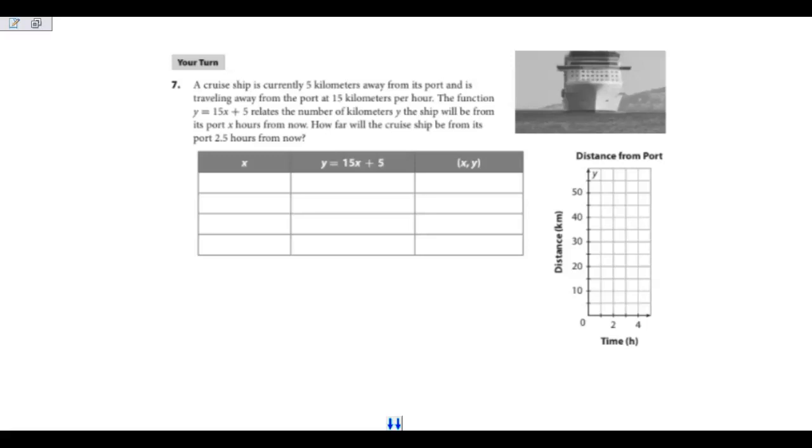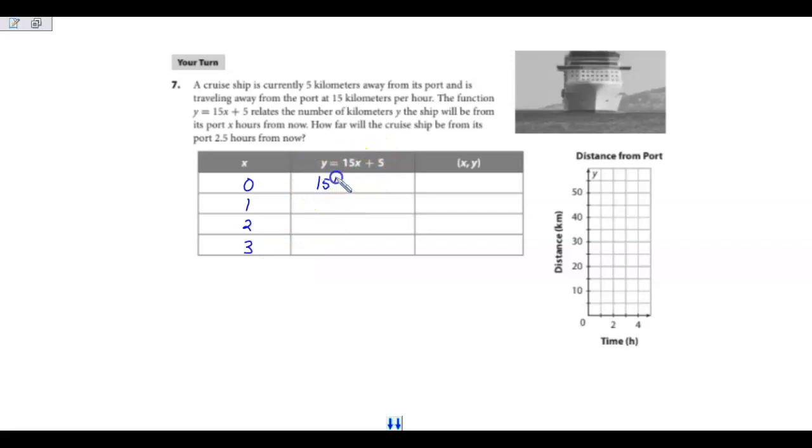And when you think about these, remember when we were talking about reasonable domain, that we talked about the fact that the value for x has to be something that makes sense. And we can't go negative number of hours. So we're going to start with 0, 1, 2, and 3. Okay? So these are going to be reasonable numbers. Then we're going to plug these in.